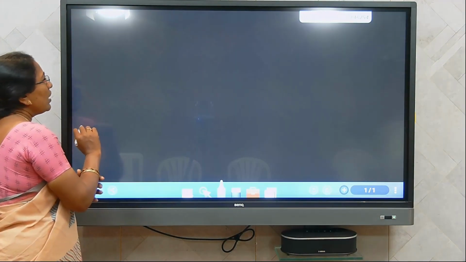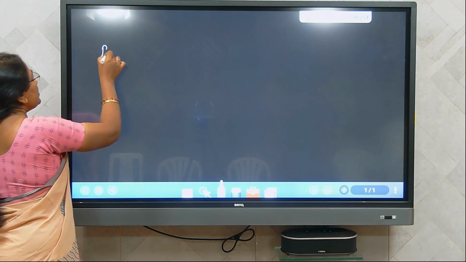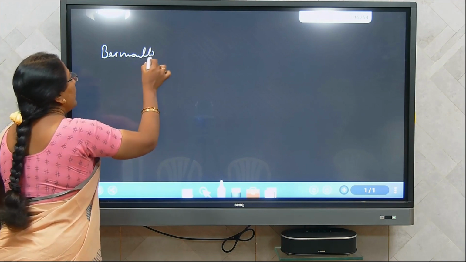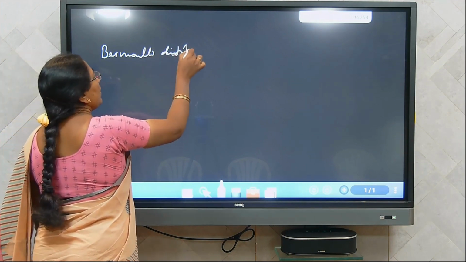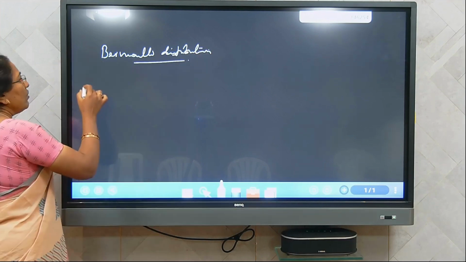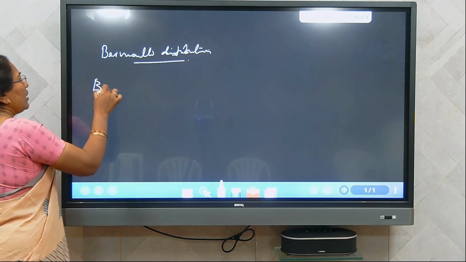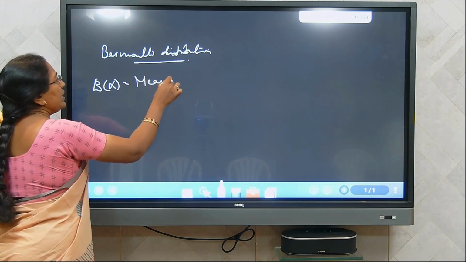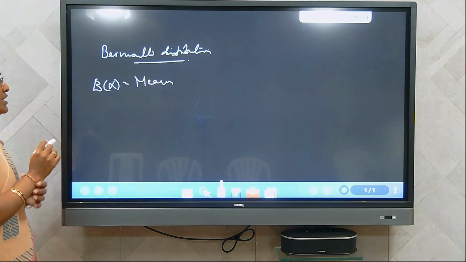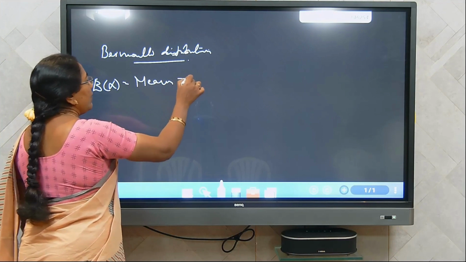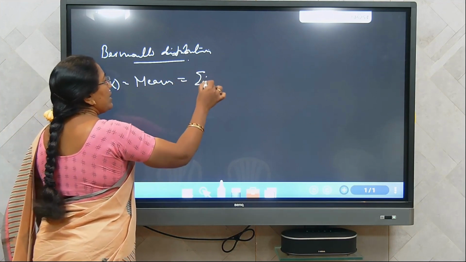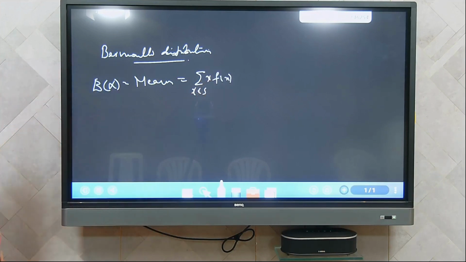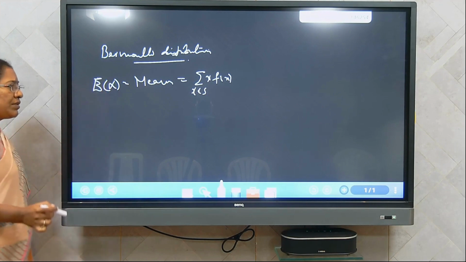Next we will see the binomial distribution, or rather we can see the mean, MGF and other moments of the Bernoulli distribution. First we will define what is meant by the mean of the distribution. It is given by expectation of x. Expectation of x is the mean of the distribution, and for a discrete distribution it is given by summation over x belongs to S of x into f of x. So this is the definition for the mean in any distribution.